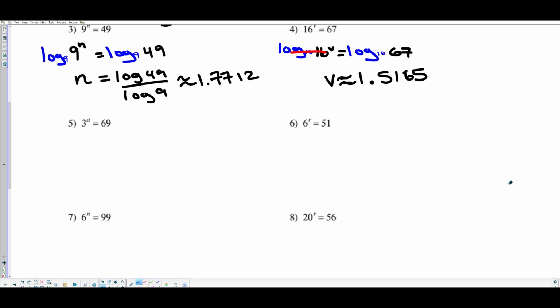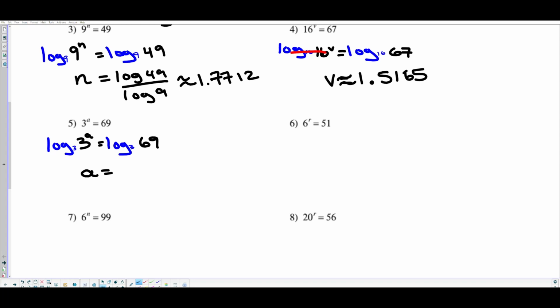Okay, number 5, base 3 or base 69, we're going to do a log base 3. So we're going to do log base 3 on both sides. So log base 3 of 3^a equals log base 3 of 69. By doing this, we would just be left with a equals log base 3 of 69. My calculator can't do that, so I'm going to use ln this time around.